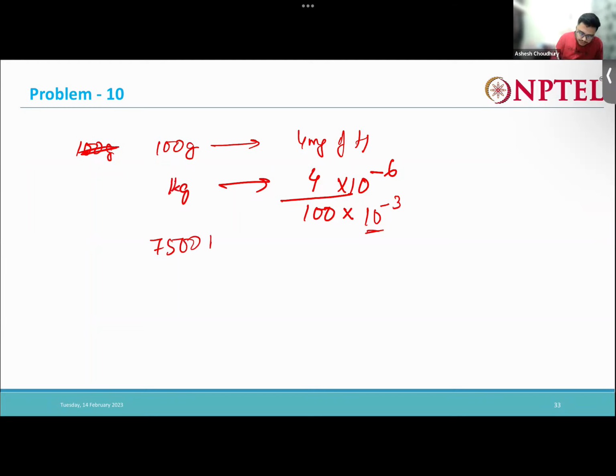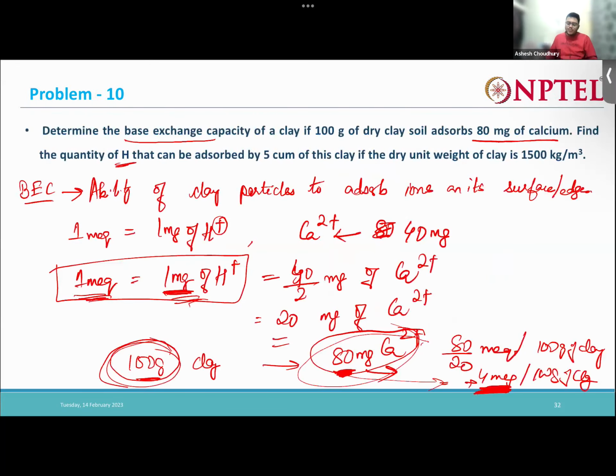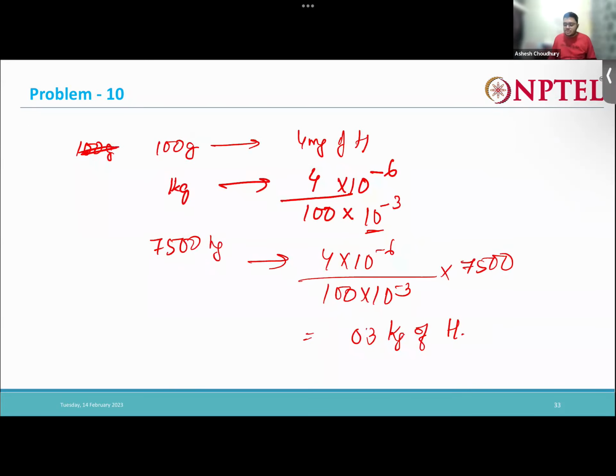So 7,500 kg of clay can adsorb 4 into 10 to the power minus 6 by 100 into 10 to the power minus 3 into 7,500, which is nothing but 0.3 kg of hydrogen. So the 5 cubic meter of our clay can adsorb 0.3 kg of hydrogen.